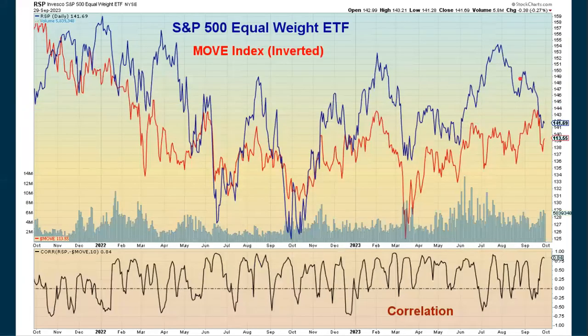And then we look at an equal weight ETF, and then we have an inverted version of the MOVE index, showing that the correlation between the two is quite strong. I'm still trying to figure out this chart because the MOVE index hasn't been around that long, so there's not a lot of historical data, but I'm trying to figure out if this is really telling us something or not.